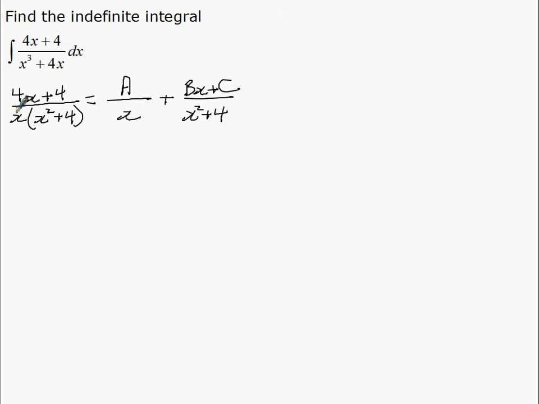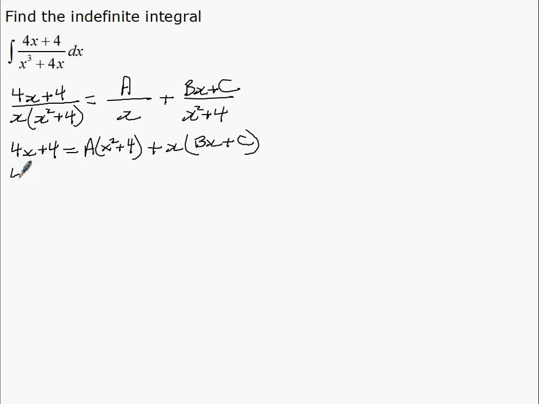So we'll begin just as we did with linear and repeated linear expressions. We're going to multiply both sides by the denominator, so we end up with 4x plus 4 equal to a times x squared plus 4, plus x times bx plus c.